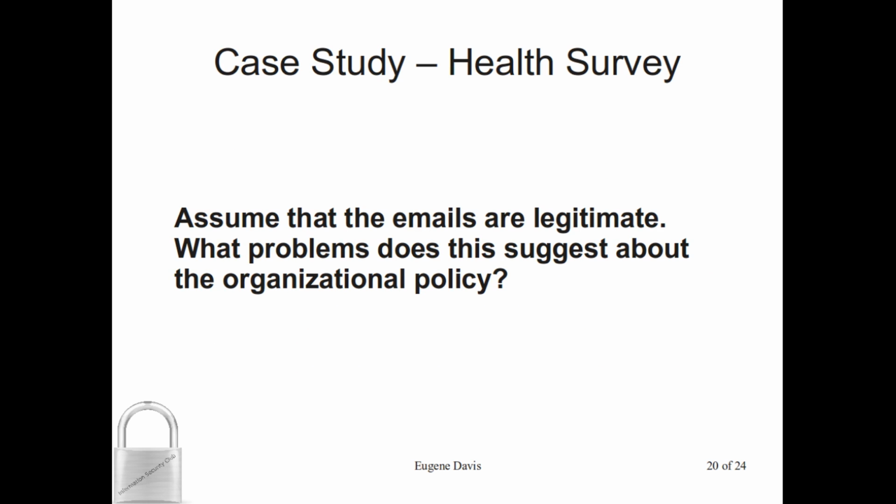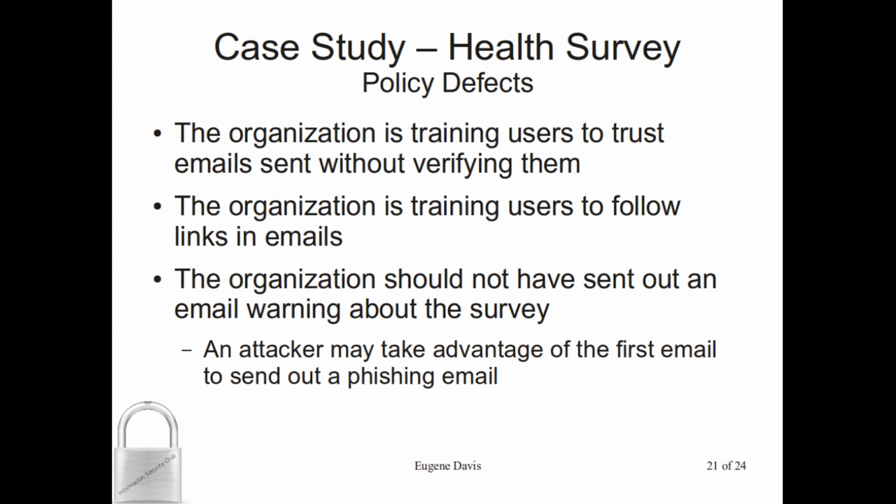Here's a secondary question. Assume that the emails are legitimate. What problems does this suggest about organizational policy? They're effectively training users to trust emails sent without verifying them, one of those big no-nos. The organization is training users to follow links in emails. The organization should not have sent out an email warning about the survey, because that gives an attacker the time to send out the second email. They impersonate the second email and get people to fall for that approach. Anything else? Anybody else got anything they want to contribute here? Basically, it suggests that there's all sorts of problems at that organization.